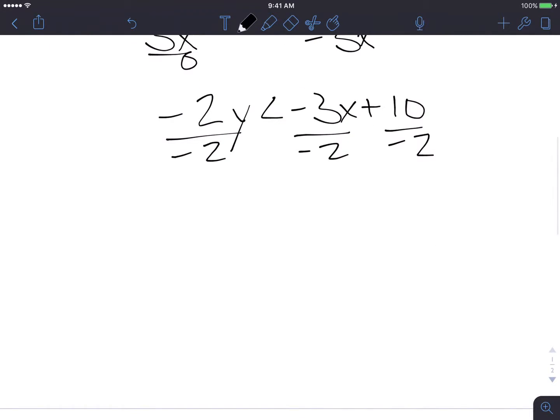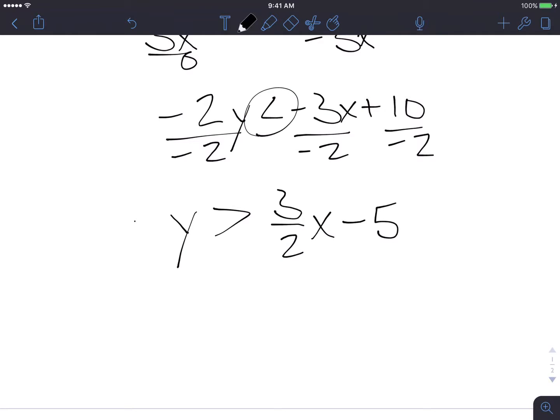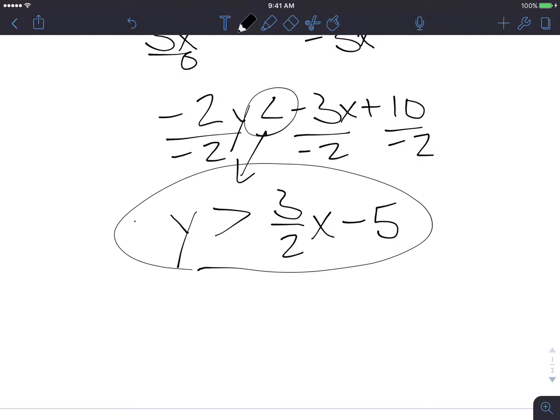Now when we divide by a negative, what happens to the inequality symbol? We flip it. Oops. Flip it. And you're going to get 3 over 2x, because a negative and a negative is a positive, minus 5. Okay, and we just flipped it there. And this is our equation. We need to graph this, okay?